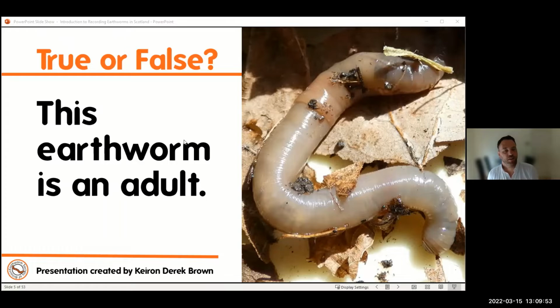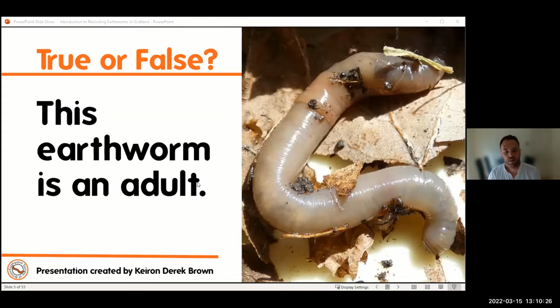Okay, so we can see here 76% of you have said true, it is an adult, 24% false. It is actually an adult, and the reason we can tell, and where clitellates get their name from, is that they have what we call a clitellum, this saddle-like feature. So I call it a saddle, but the scientific term for it is a clitellum. And any earthworm that has that clitellum is an adult, so they develop that feature when they become an adult. So this shows sexual maturity in the organism.